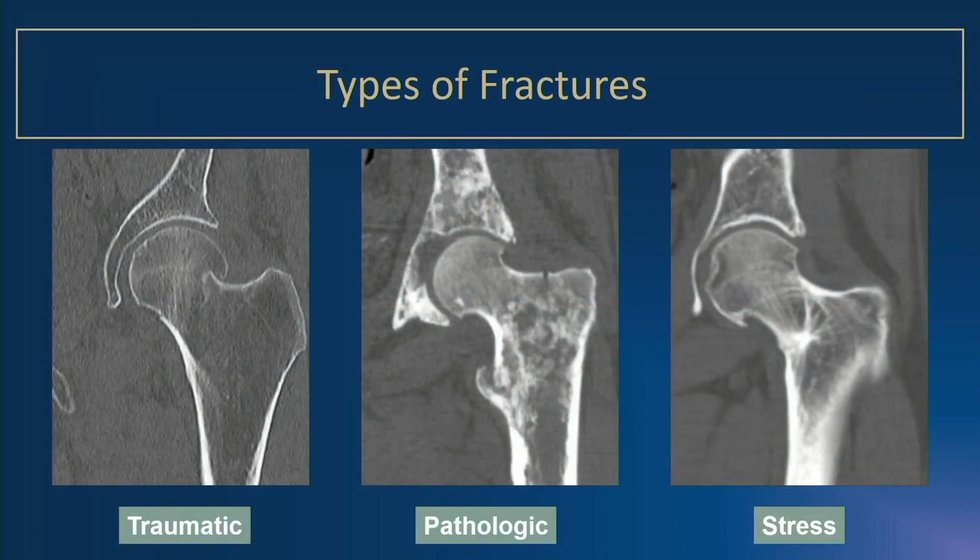So as we think about fractures of the extremities, they can be differentiated into three major types. Traumatic fractures are going to be those that occur as a result of a single episode of high impact force. Pathologic fractures are those that are going to require very little force because that underlying bone is already abnormal. And then stress fractures are those that occur as a result of multiple repetitive forces on bone.